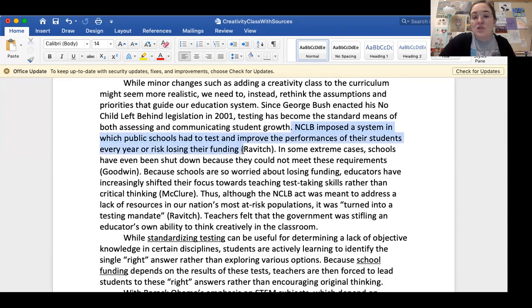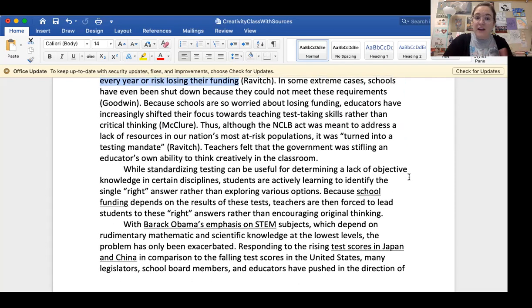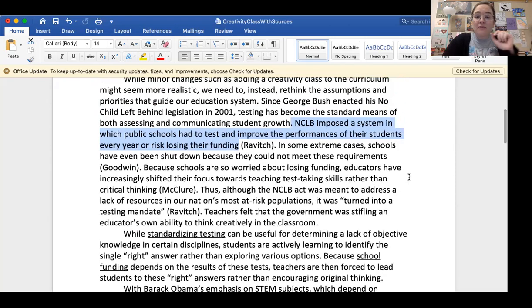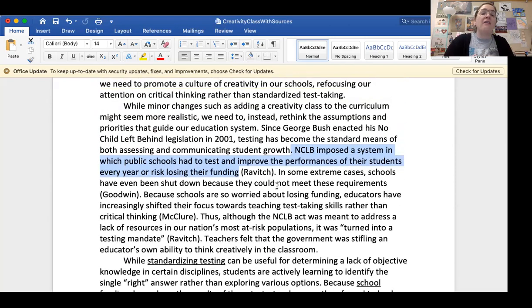Okay, here's where I'm going to start in with my sources. I'm not quoting. I could use more of the quote-paraphrase method that I've taught you, but for the first one I decided to just use paraphrase, because I liked the way it was fitting into my ideas. So I say NCLB, which is No Child Left Behind, imposed a system in which public schools had to test and improve the performances of their schools every year or risk losing their funding.